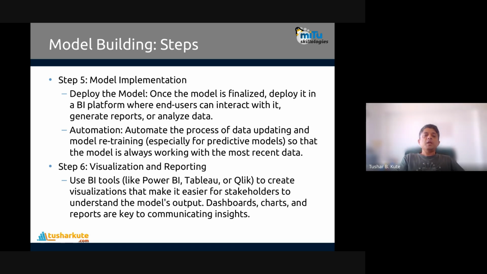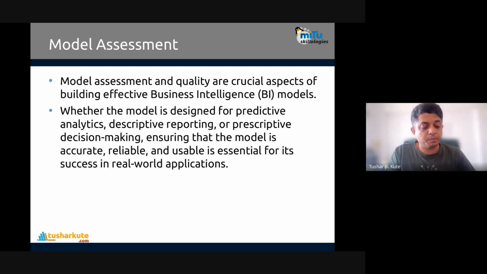And step number 6, visualize and reporting. We can use BI tools like Power BI, Tableau, or Qlik to create visualizations that make it easier for stakeholders to understand the model's output. Understanding the model's output is how your customers or stakeholders can identify it. Dashboards, charts, and reports are the key to communicate the insight. What you learned, what you identified, what you understood from this will be visualized with the help of different visualization and reporting tools like the names given over there. Those are the commonly used steps present over here.